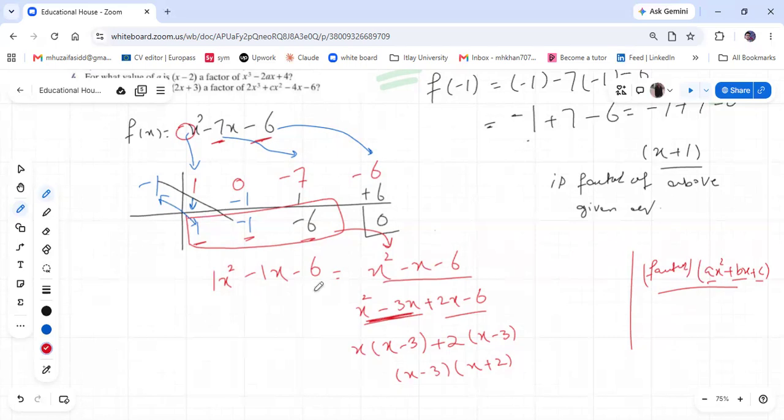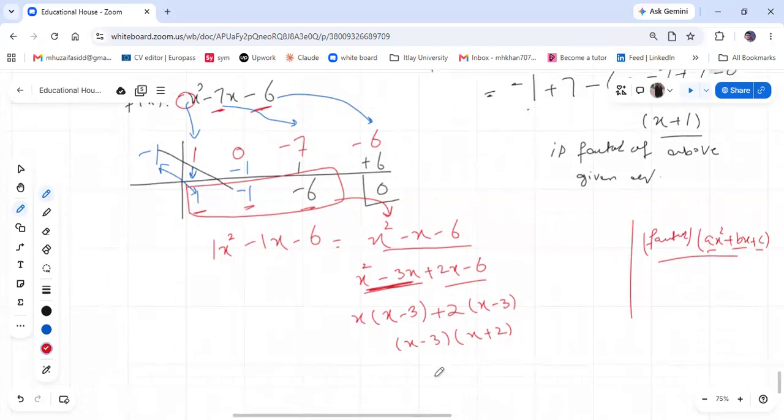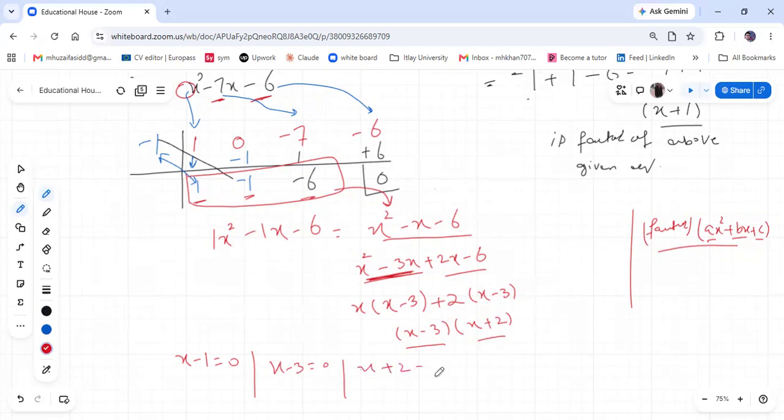Okay, as you know, I am already telling you, we are dealing with the cubic equation, polynomial of order 3. So its answer will be 3. So our one factor is what? Our one factor is x minus 1 is equal to 0, and our second factor is what? X minus 3 is equal to 0, and our third factor is what? X plus 2 is equal to 0. So it gives x is equal to plus 1, x is equal to plus 3, x is equal to minus 2.